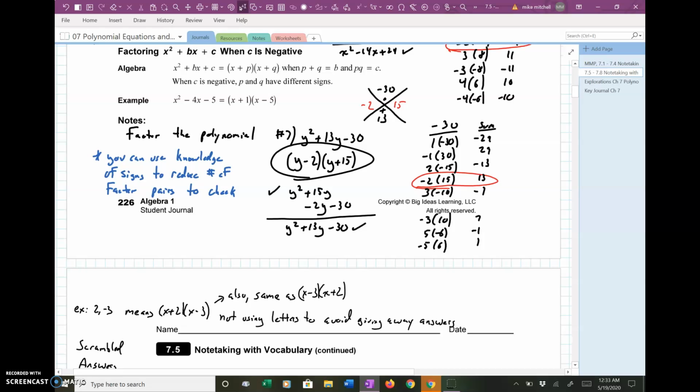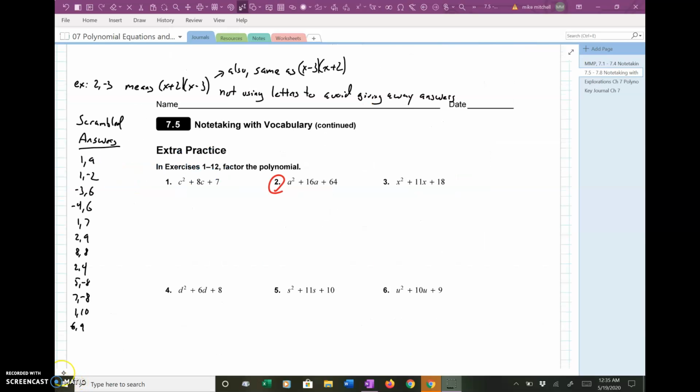Same sort of thing down here, except I have a negative, and notice I only need 1 positive, 1 negative. Notice positive 1, negative 30, negative 1, positive 30, negative 29, positive 29. You get a sign off, just a sign away. Okay, so watch these examples here.